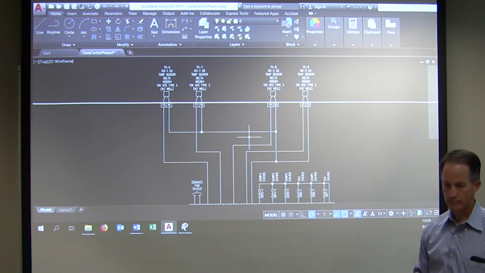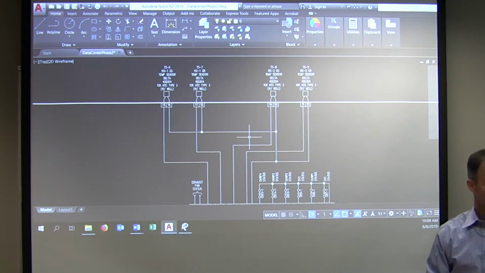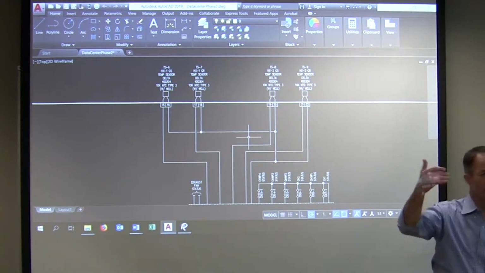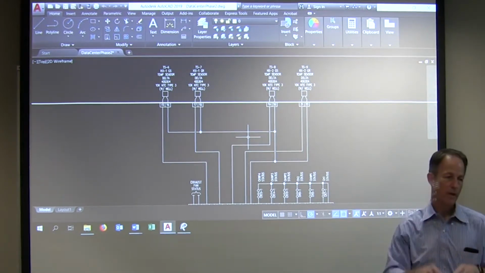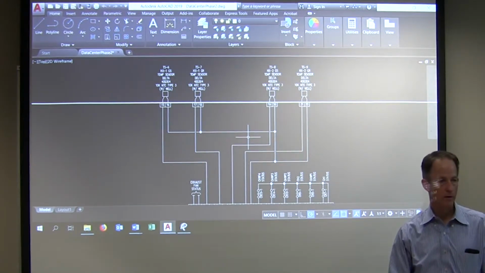Only 2 or 3. 500. 1,000 total, 500 out, 500 back. I mean, it's one wire, but you're two conductors in that one conduit or that cable.